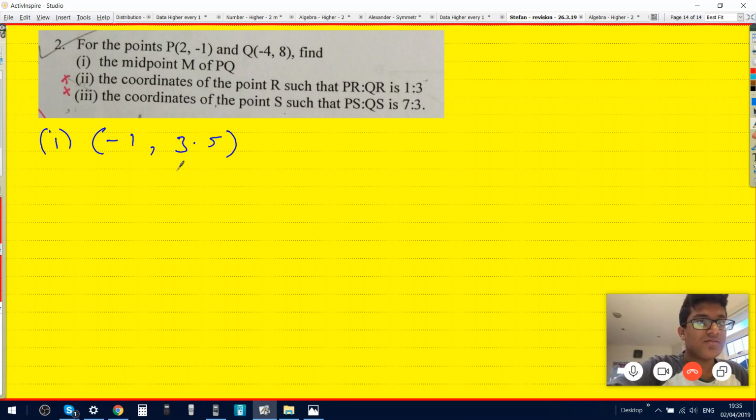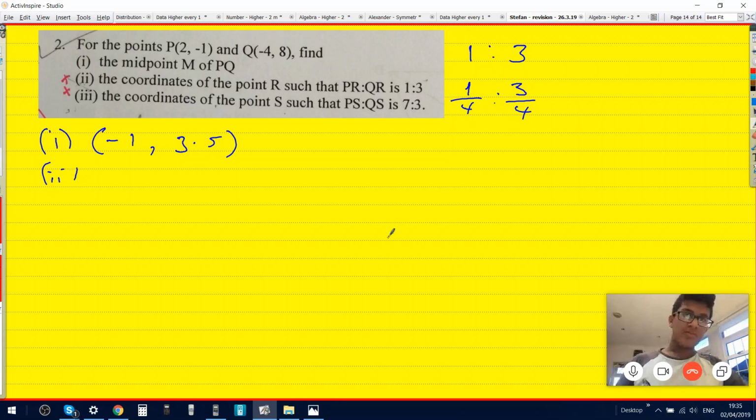3.5. And so were you stuck on the second one, was it? Yes, it was. So what would those be as fractions? 1 part and 3 parts. Okay, so I'll just write PR. QR is 1 to 3. So PR is 1/4, QR is 3/4. So instead of the midpoint, it's the quarter point, if you like.